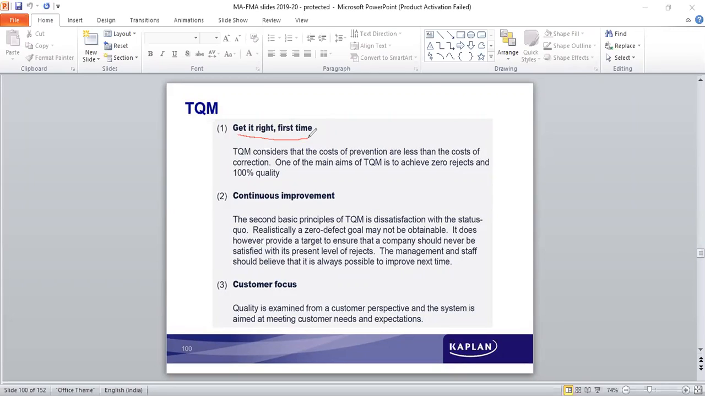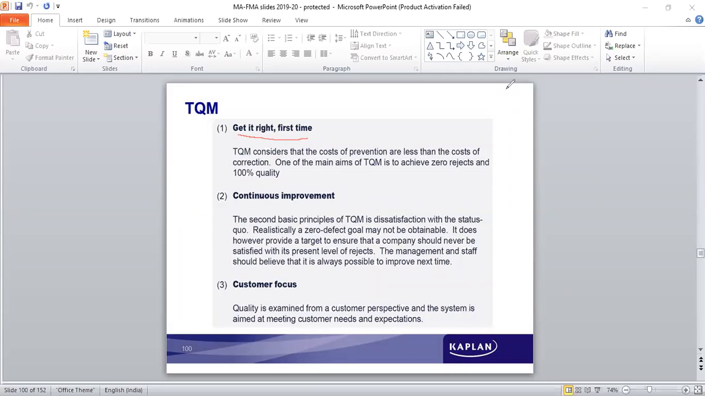Realistically, a zero defect goal may not be attainable. It does, however, provide a target to ensure that a company should never be satisfied with its present level of rejects. So what they did yesterday should be better than what they would be doing today. The management and staff should believe that it is always possible to improve next time.